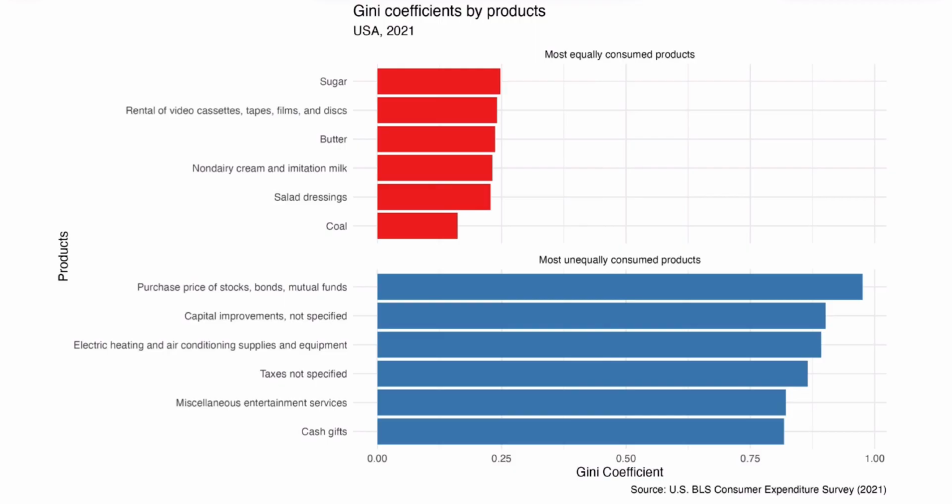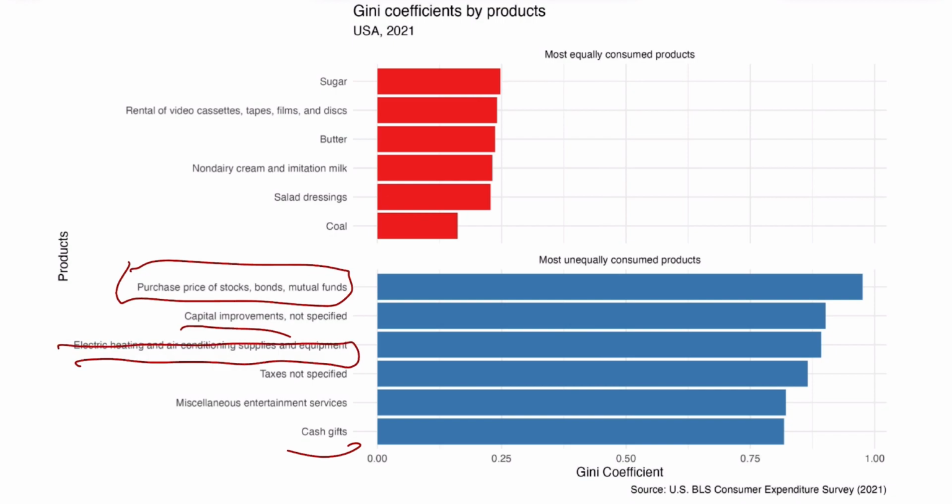Then I get to the bottom part, and I'm going to wonder very, very similar things. Why are cash gifts so different between the rich and poor? Capital improvements, I think that has to do with how you improve your home, getting a new kitchen, making an addition to your home, these sorts of things. Stocks, bonds, mutual funds, who's active in the stock market. These all sort of make sense to me. And then a few of them kind of stick out. The electric heating and air conditioning supply and equipment, taxes, entertainment services. I kind of want to know more about this. Why is there such a disparity between these?